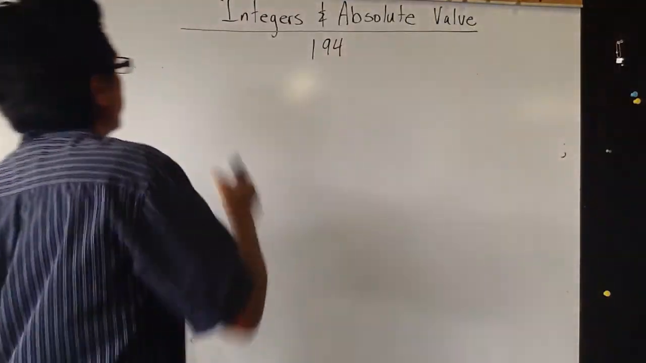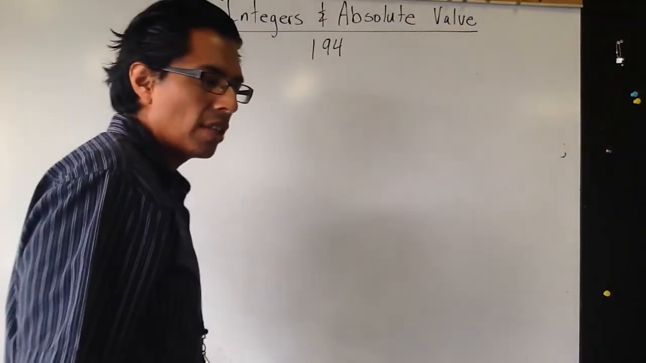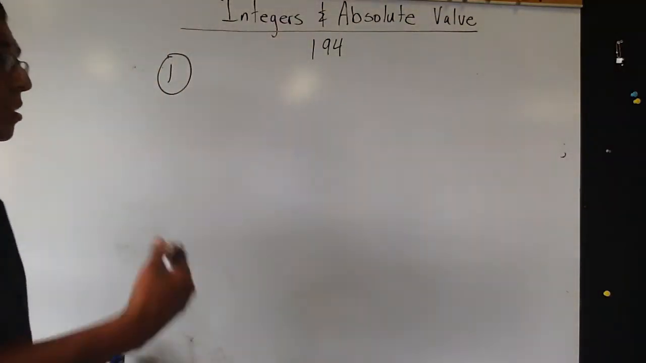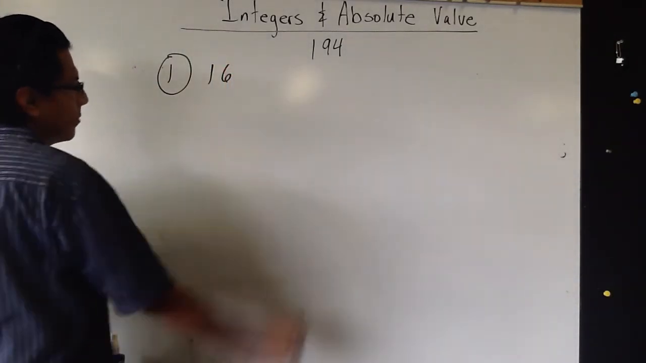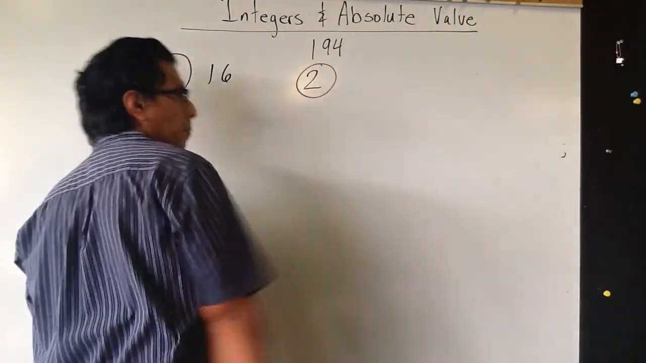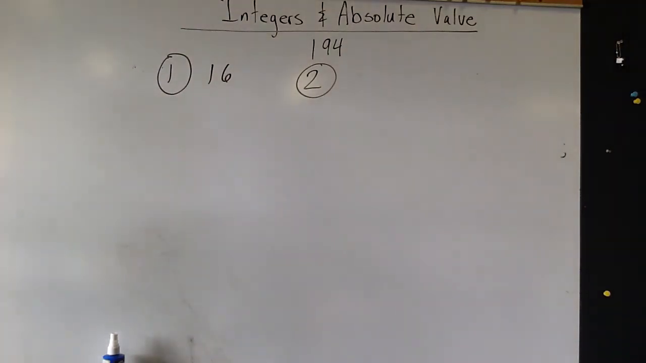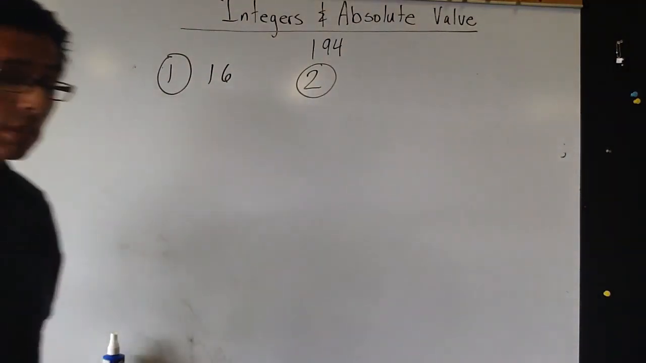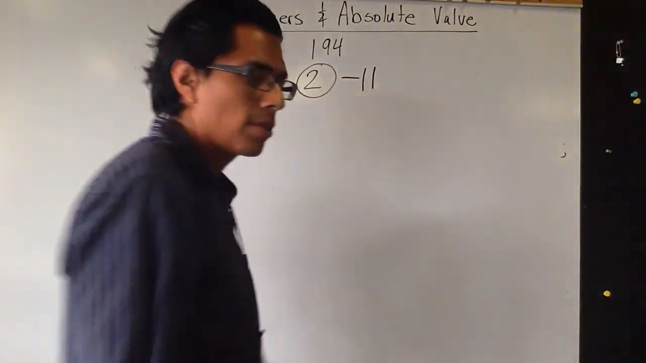Page 194, number 1, says a deposit of $16, and they want us to write an integer for it. Well, if it's a deposit, we're putting money into that account, that's a positive 16, right? Number 2, a loss of 11 yards. We just did this. You write it down. It's a loss. Negative 11 would best express that.